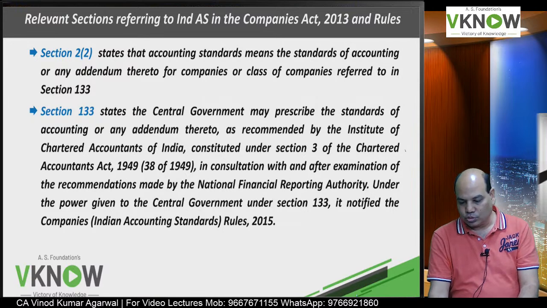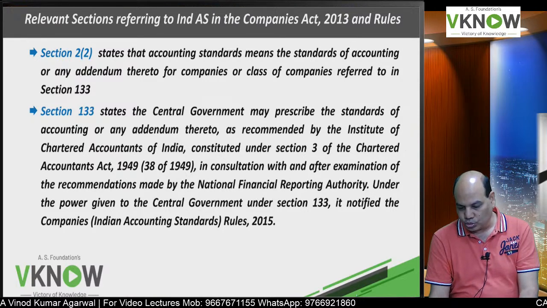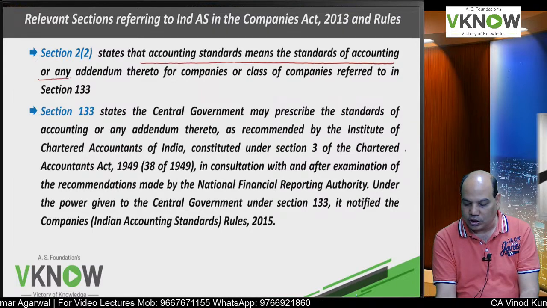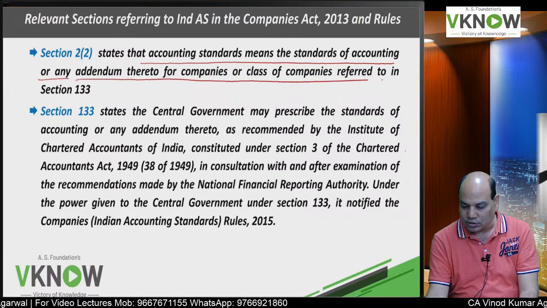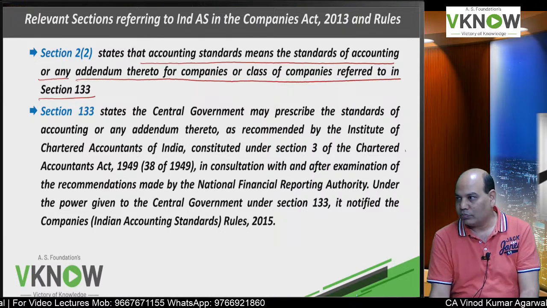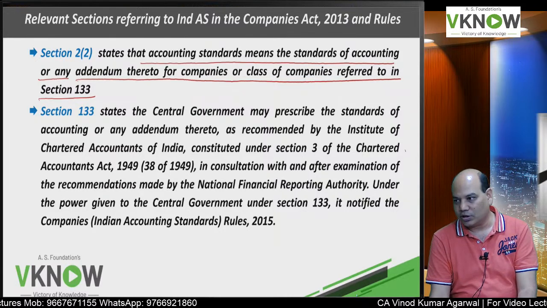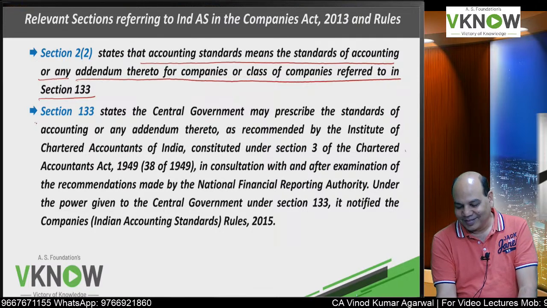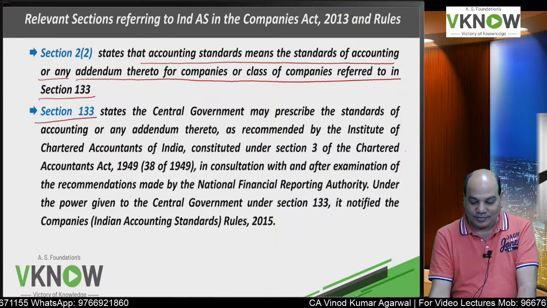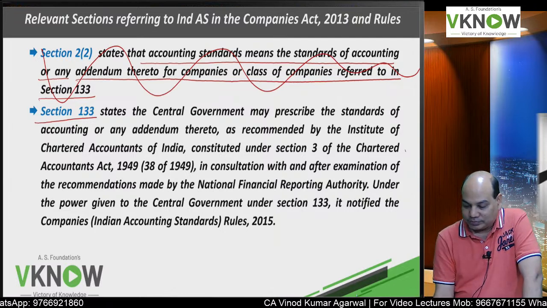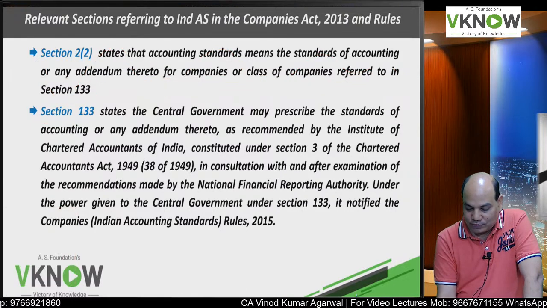One is section 2, subsection 2.2, which states that accounting standard means the standard of accounting or any addendum thereto for companies or class of companies referred to in section 133. So section 2.2 says accounting standard means go to section 133. That is why I don't teach law. They should not have given this section only. Now, what is the requirement? So you have to shift to 133.